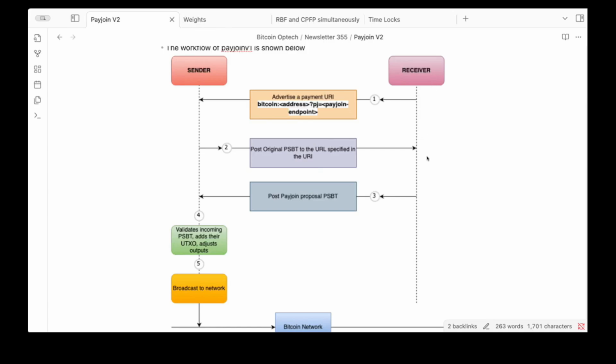As I said earlier, Payjoin is a collaborative transaction. This is a V1 Payjoin transaction, that is version 1. So what the receiver does is that the receiver announces or advertises to the sender: pay me at this address and use this endpoint to communicate with me. So the receiver basically sends this information across to the sender. Once the sender receives this information, he constructs a partially signed Bitcoin transaction, a PSBT.